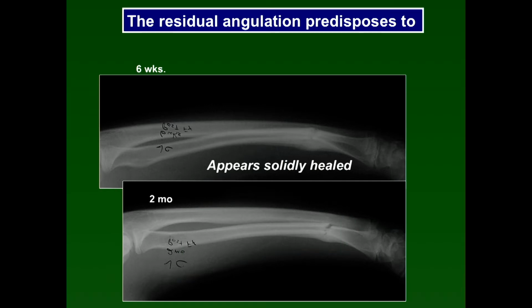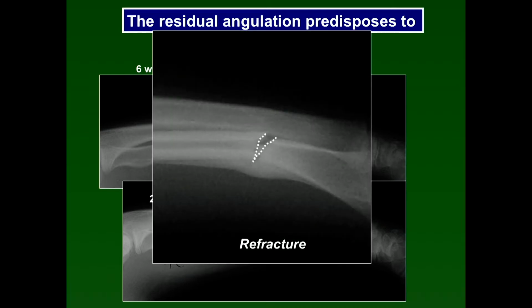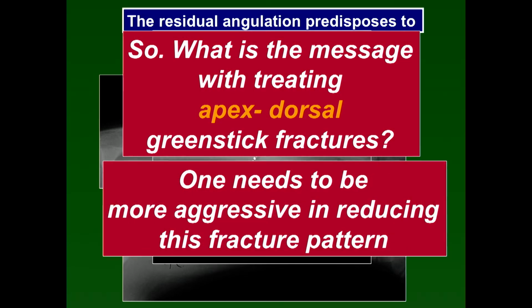And so I've had some of these refracture here, so I hold these from strenuous activity for a little bit longer, because it seems to be that the message here with apex dorsal greenstick fractures is you need to be more aggressive in reducing the fracture pattern and in putting on a good cast.